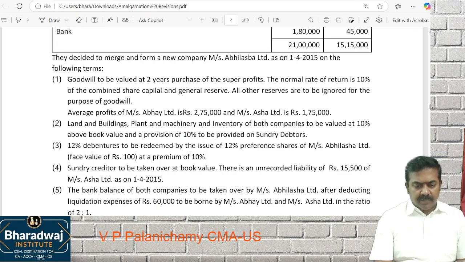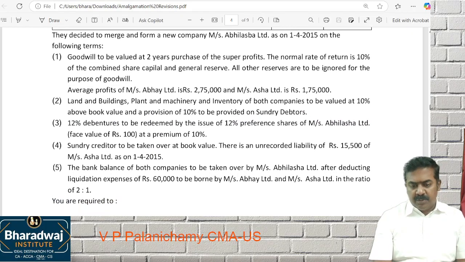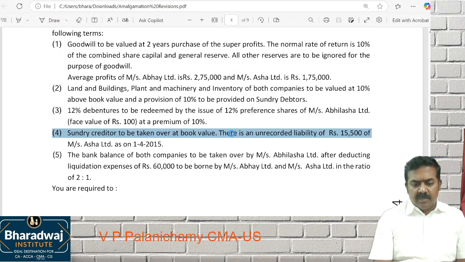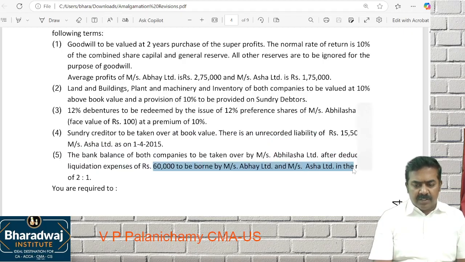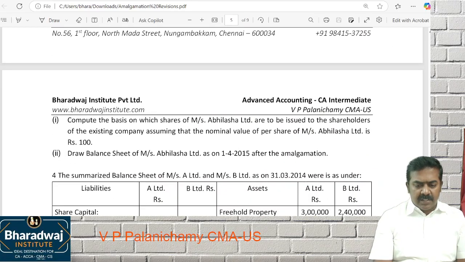Then debentures to be redeemed by the issue of what? Preference shares. Debentures to be redeemed by the issue of preference shares. Creditors are taken over at book value. There is an unrecorded liability of Asha Limited. How much is given? 15,500 is given. Bank balance of both the companies are to be taken over by Abhilasha Limited after deducting liquidation expenses to be borne by Abhay and Asha in the ratio of what? 2:1, which means 60,000 left. First company should bear 40,000, second company should bear what? 20,000. Okay. Compute the basis on which shares will be given. Draw the balance sheet after amalgamation, as they have asked for.